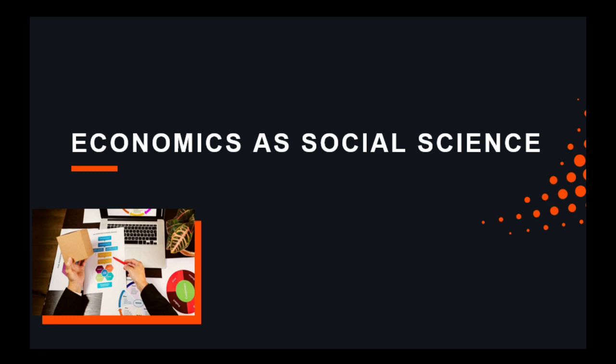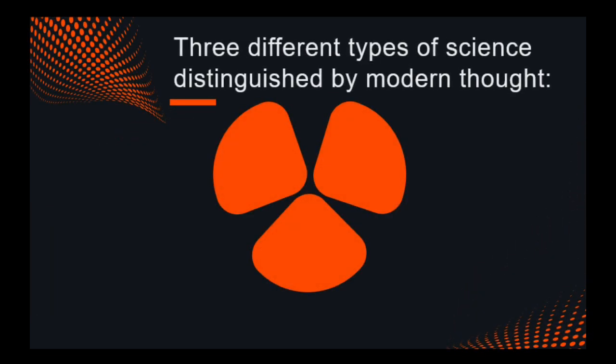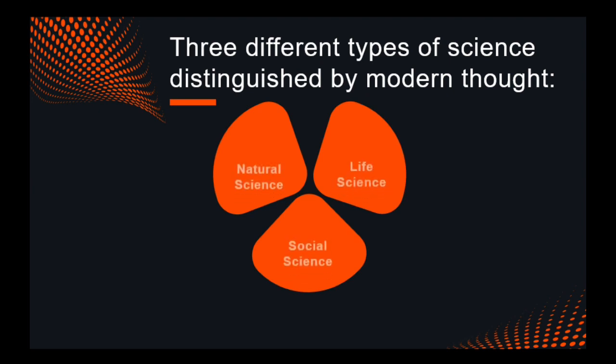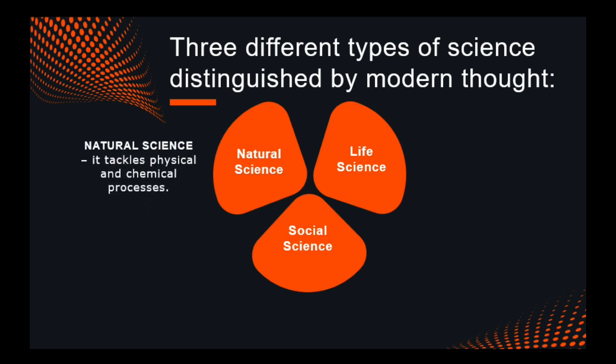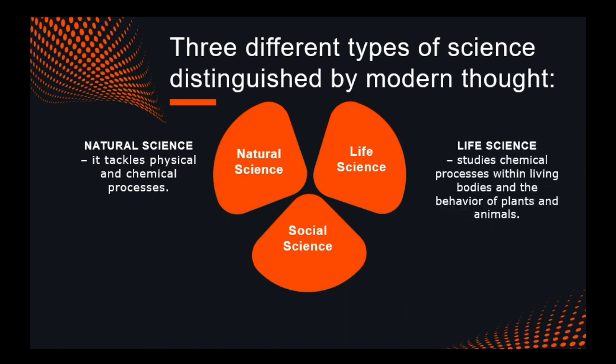Now, understanding the development of economics as a social science will help us relate economics to our everyday life. After all, we know that social science is linked to human behavior. There are three different types of science distinguished by modern thought. We have natural science, life science, and social science. If we are to talk about natural science, it tackles physical and chemical processes. For life science, it studies chemical processes within living bodies and the behavior of plants and animals.